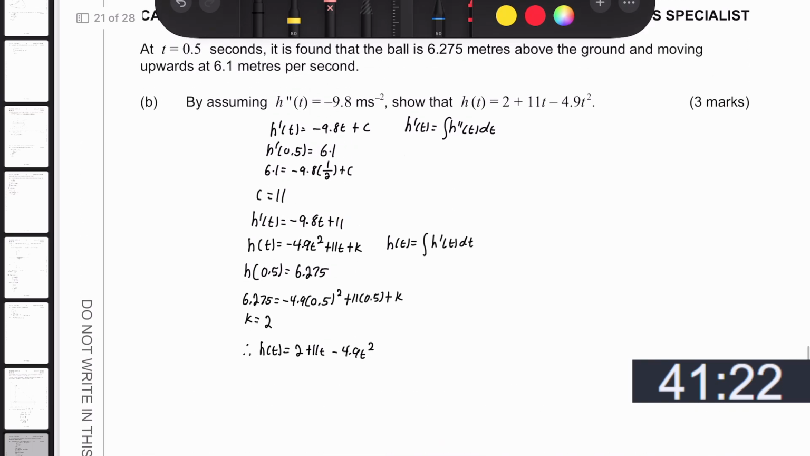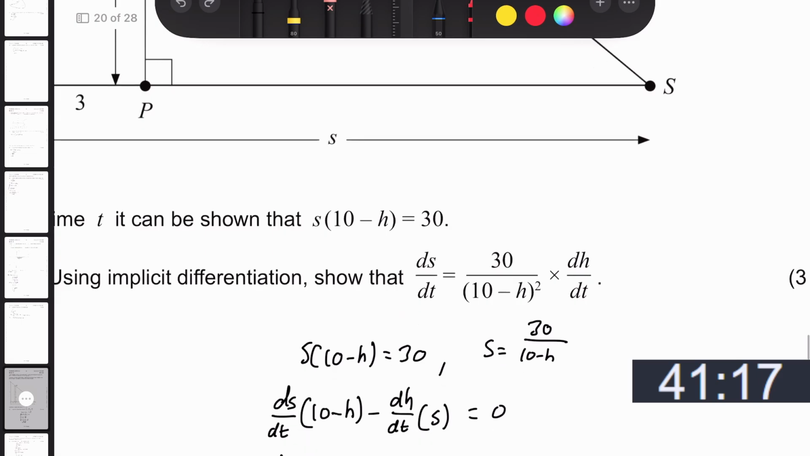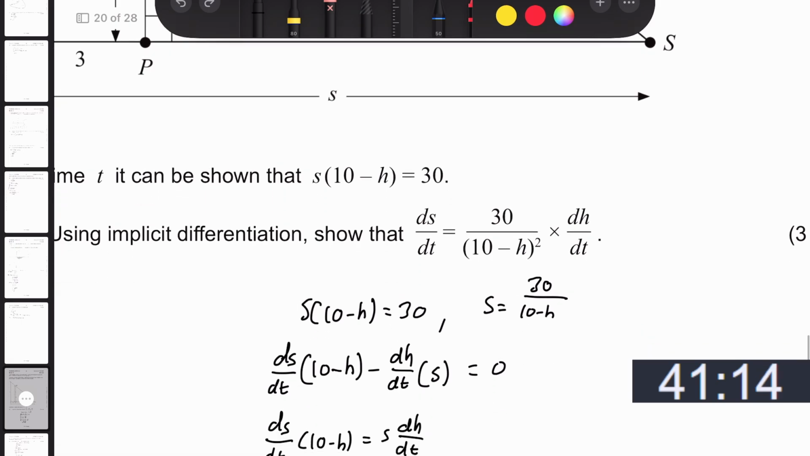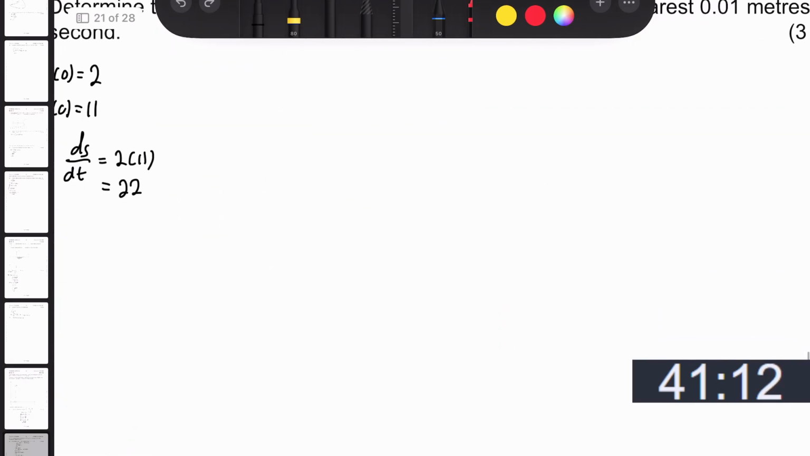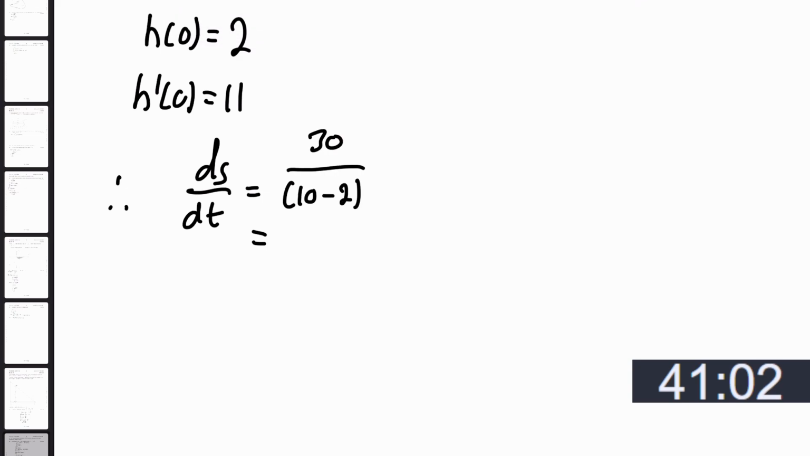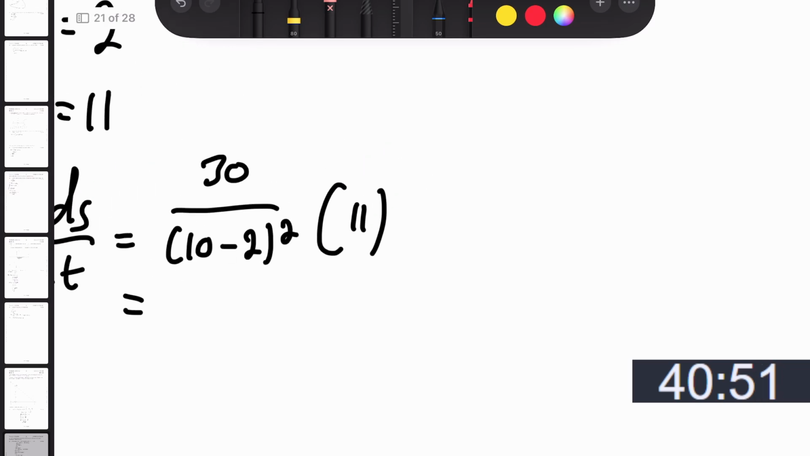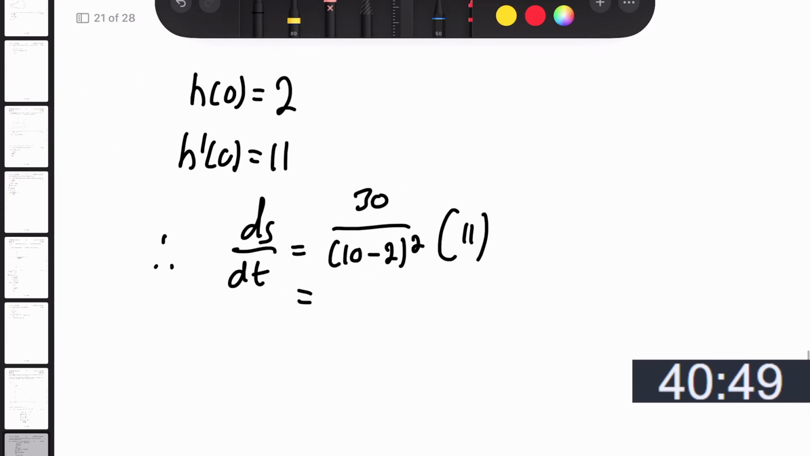Initial speed of the ball's shadow. So this is the initial speed. 30 on (10 minus h) squared, times 11, to the nearest second decimal place, so 5.16 meters per second.